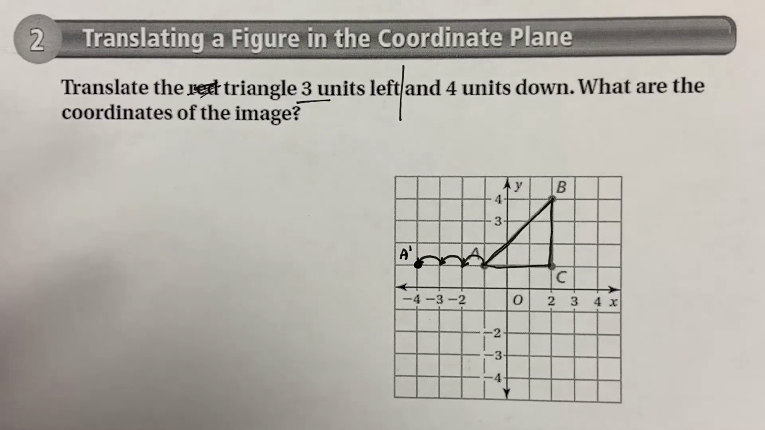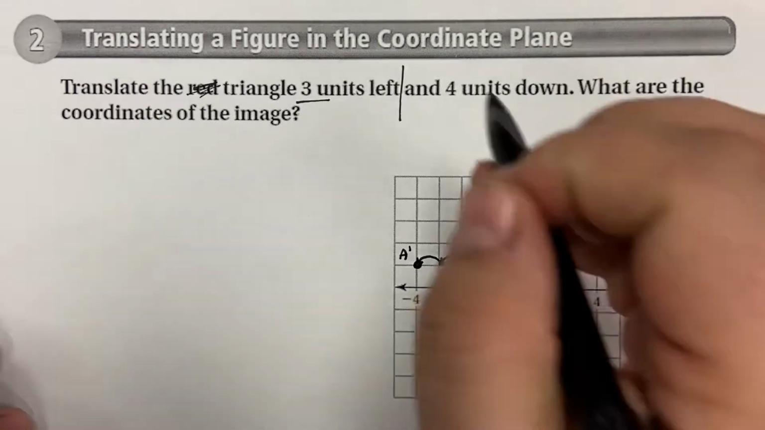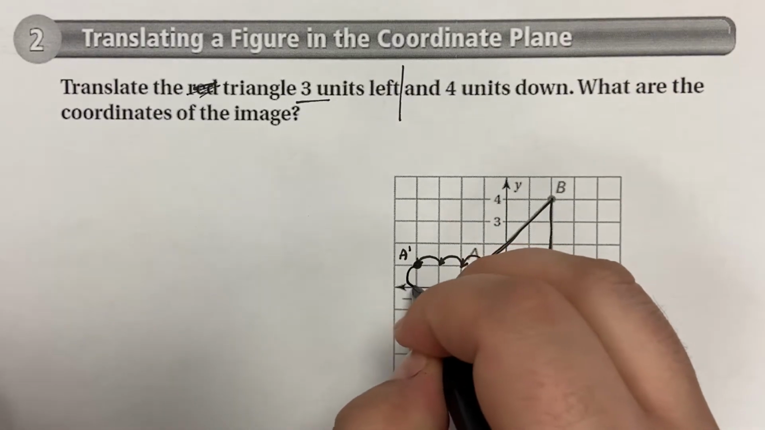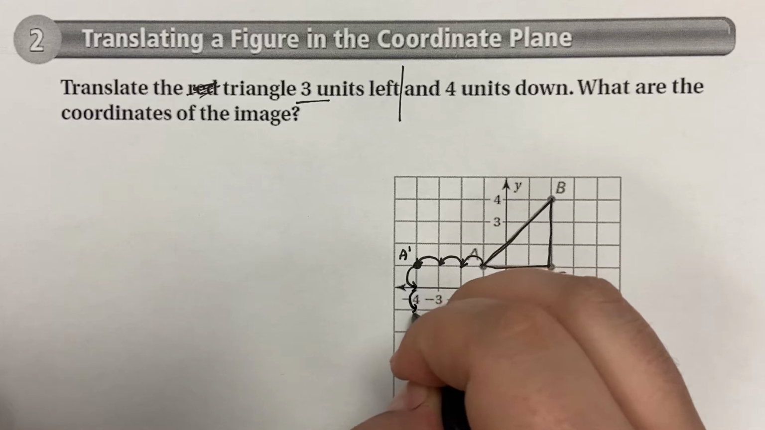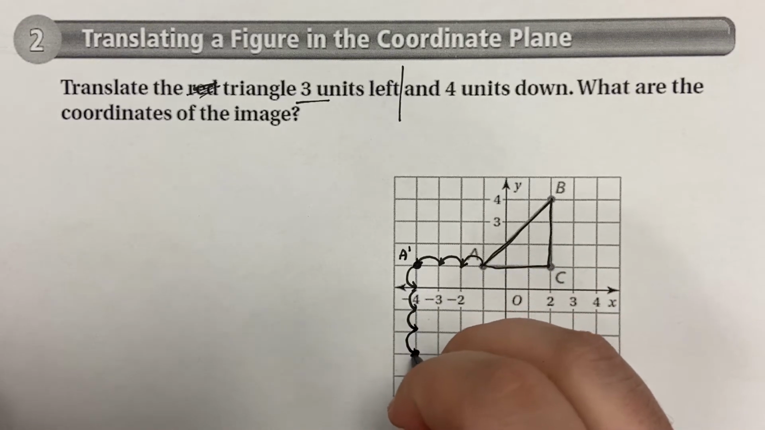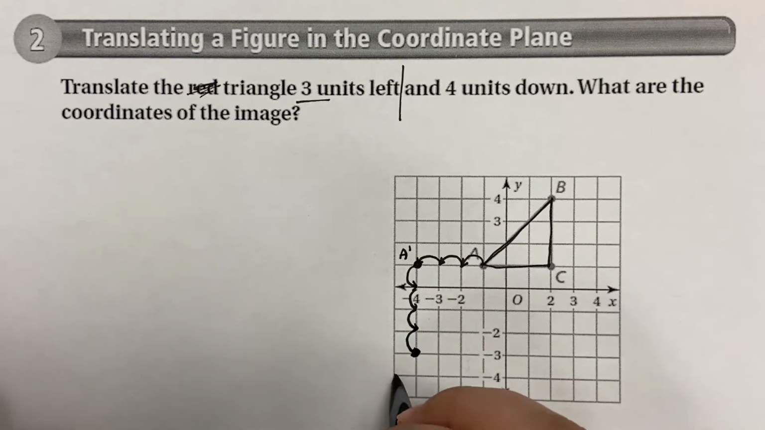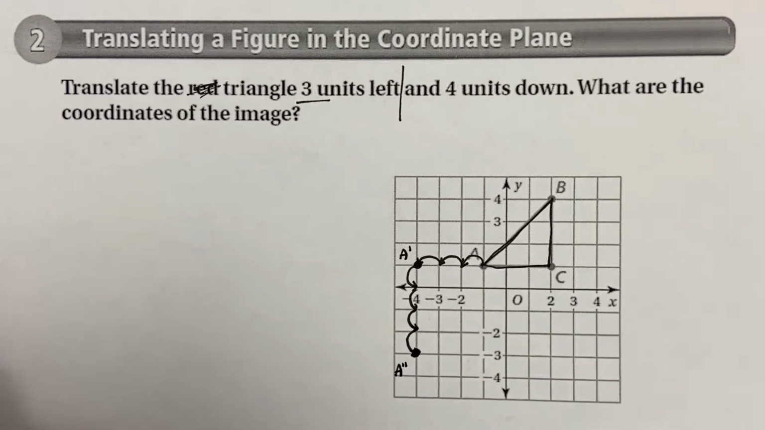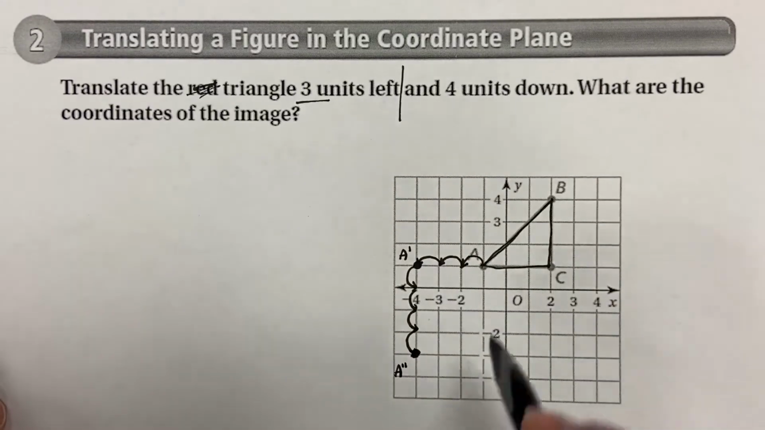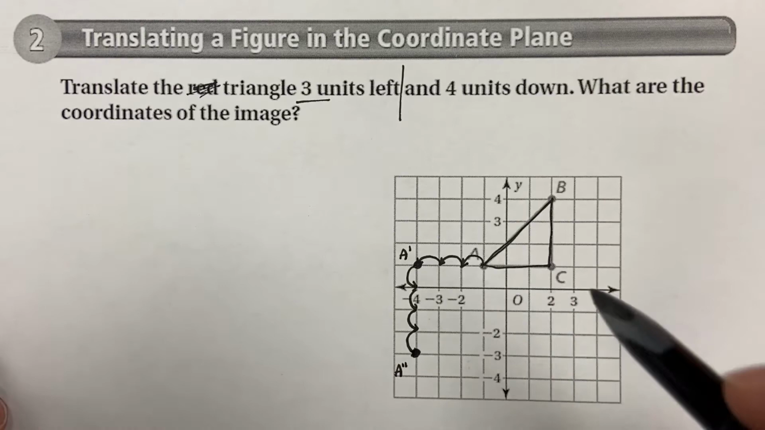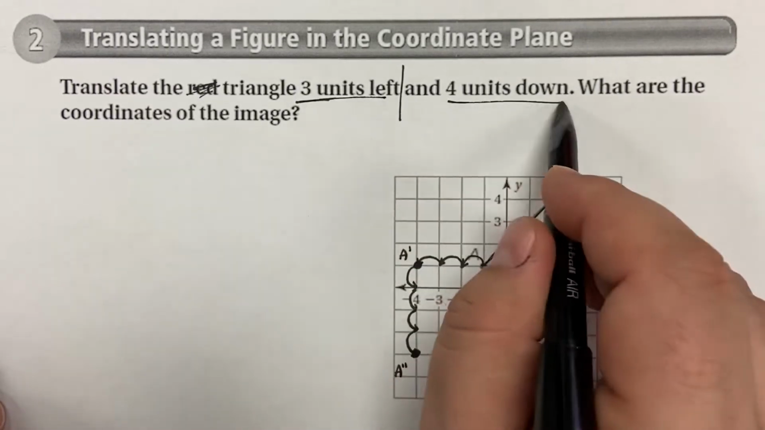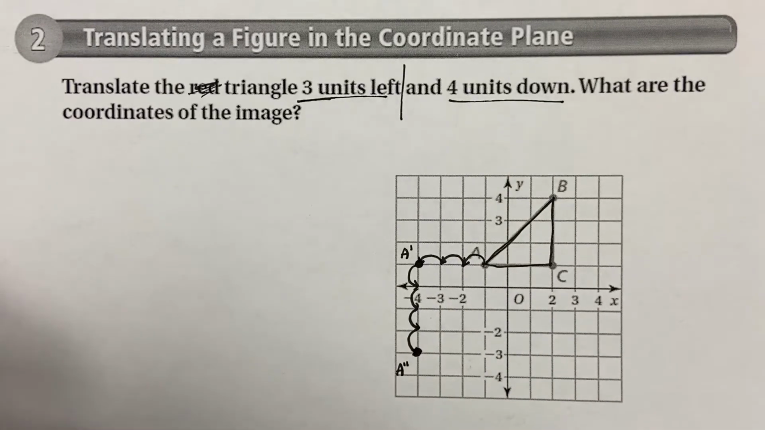Now, I'm not going to go any further because I now know I have to go 4 units down. So that means I have to go 1, 2, 3, 4 units down. Now, this is the new or the second image of A. That's how I'm going to write that. So what are the coordinates of the image? Well, the image is this shape, but in a different spot. Well, the different spot is 3 units left, then 4 units down. I've moved 1 point.